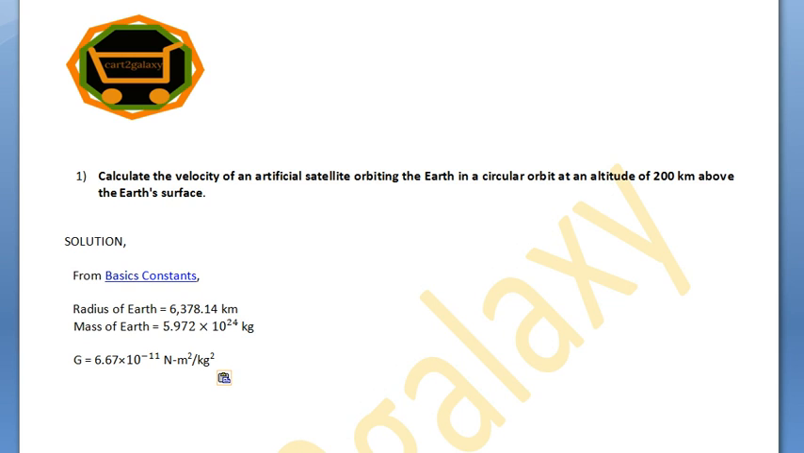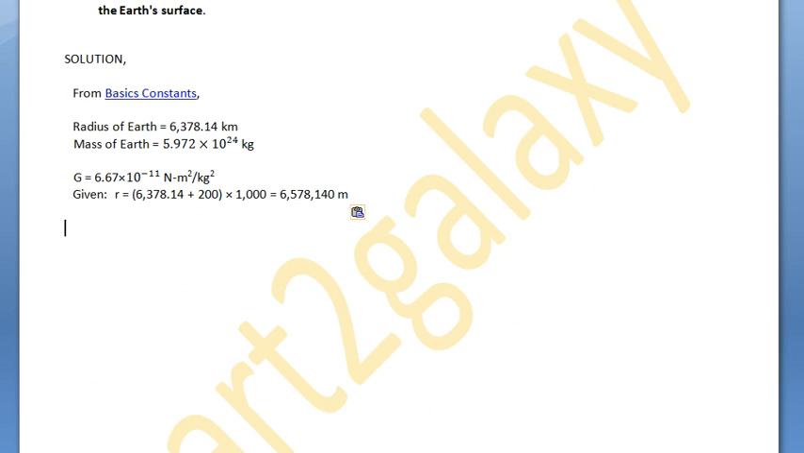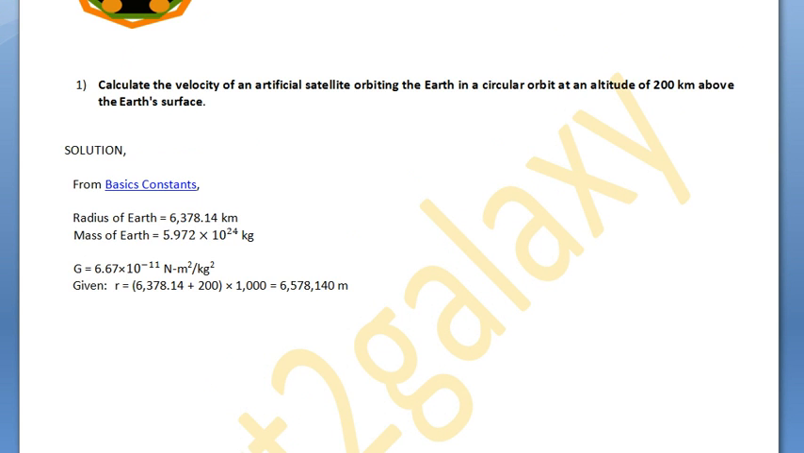From basic constants, we know that the radius of the Earth is 6378.14 km and the mass of the Earth is 5.972 × 10^24 kg. The gravitational constant is 6.67 × 10^-11 N·m²/kg², and it is given that the satellite is orbiting at an altitude of 200 km above the Earth's surface.